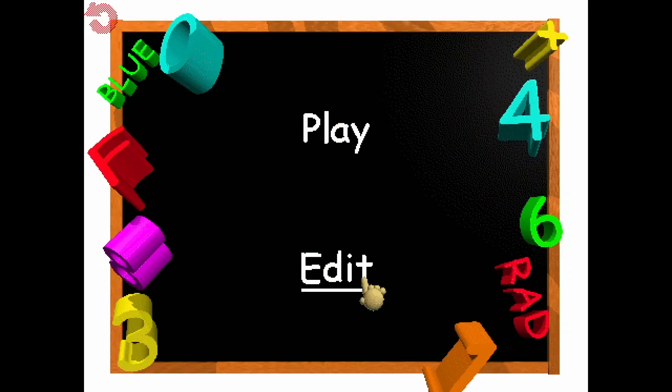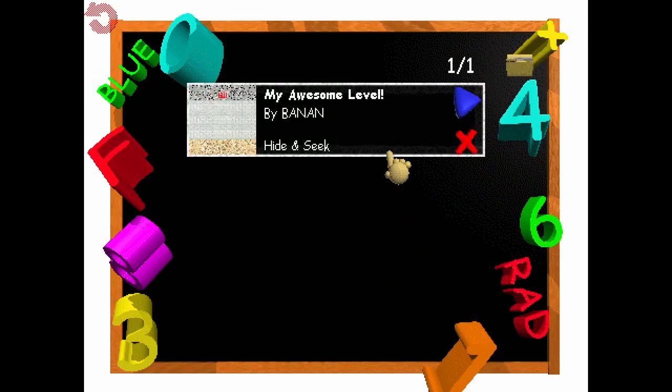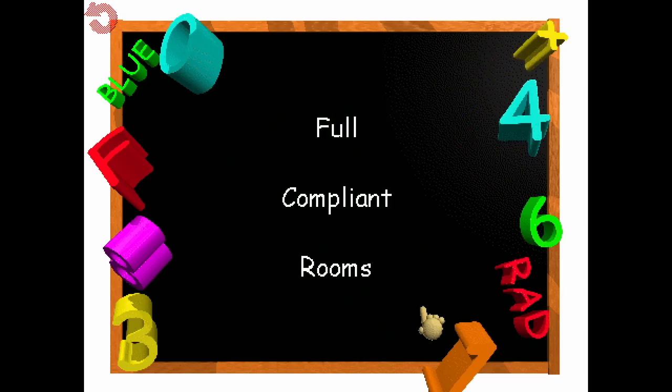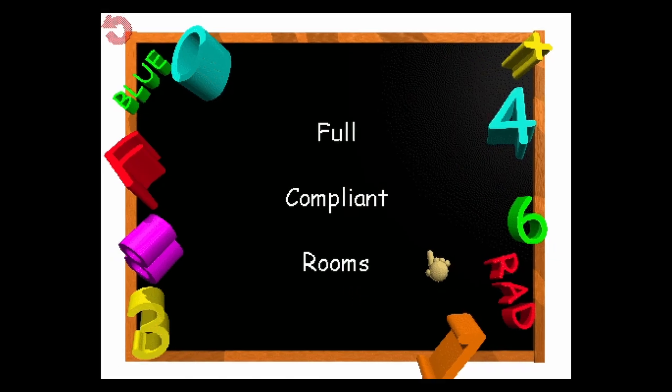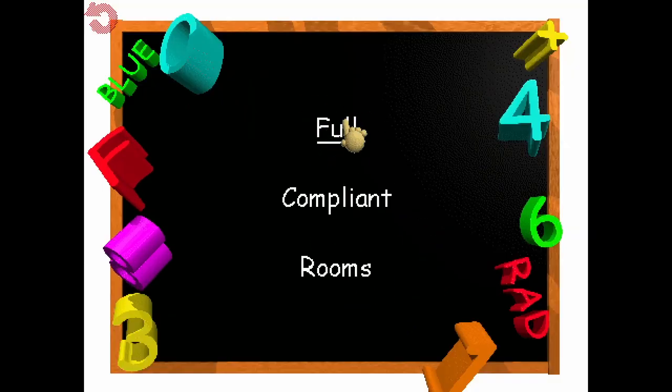Now you have play and edit, and if you want to play, there are some levels here you can do, but obviously we want to edit. Full means it's a full level. Compliant, I think it's just missing some special block thingies. And rooms, it's just like a room. Now I'll be going over the full thing.